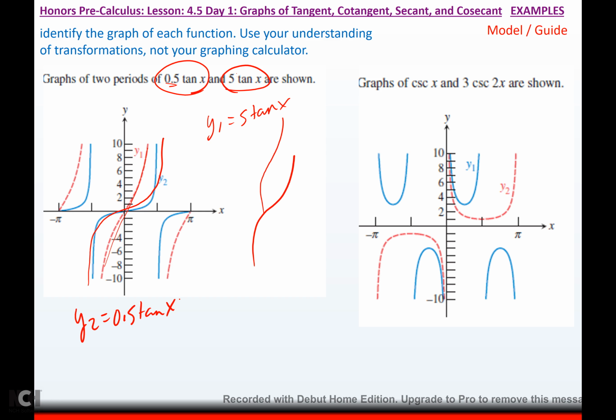Pretty simple. Okay, cosecant x would be normal parabolas, kind of like in our picture. Cosecant 2x, that's going to be a horizontal.